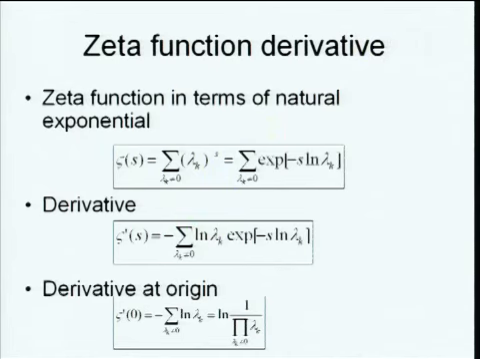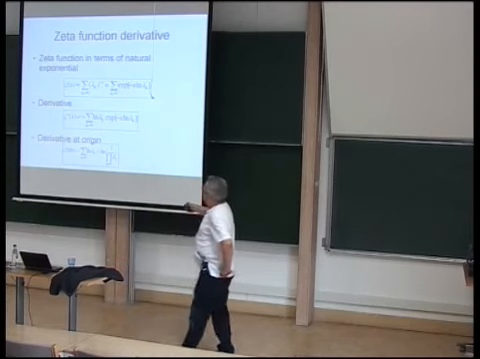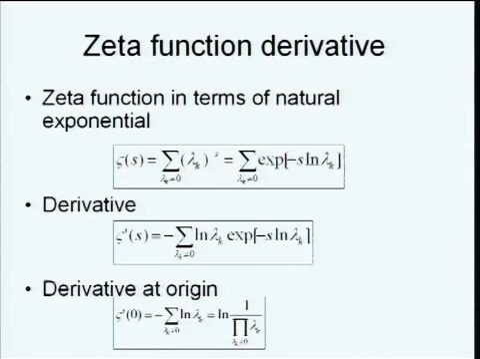Okay, so there's one more thing I'd like to do just to finish the talk off, and that is to go back to the zeta function and have a look at one specific property that it has, and that's the value of its derivative at the origin. Just to remind you, this is the zeta function. It's defined as a sum over the non-zero eigenvalues, lambda to the minus s. I can rewrite that in terms of the following natural exponential, and so that makes differentiation easy.